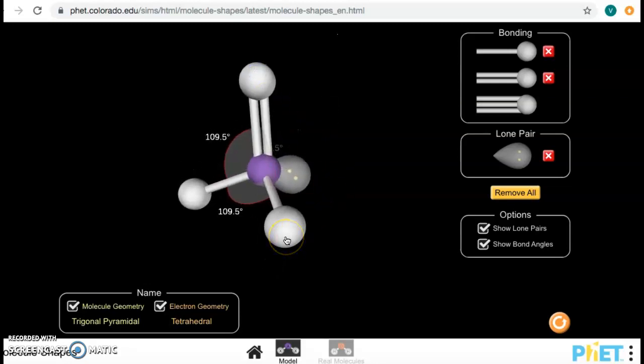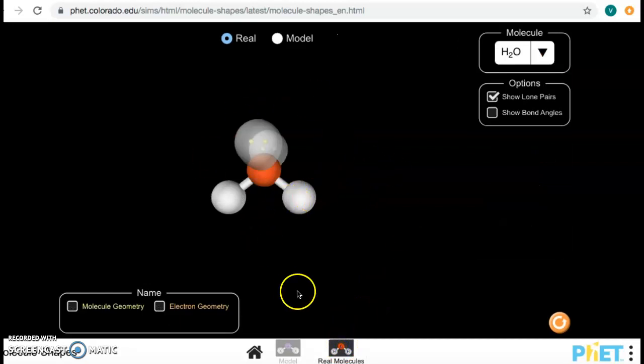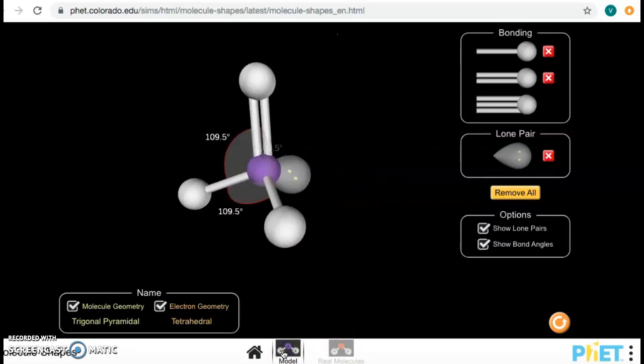That's really important. So you need to know the name of the electron pair geometry, the molecular geometry, and the bond angles for up to 6 domains with the different numbers of lone pair options. And I would recommend going back to this simulation and practicing. You can go to something called real molecules as well as the model. And it's very interesting, very helpful, I think, to learning these shapes.